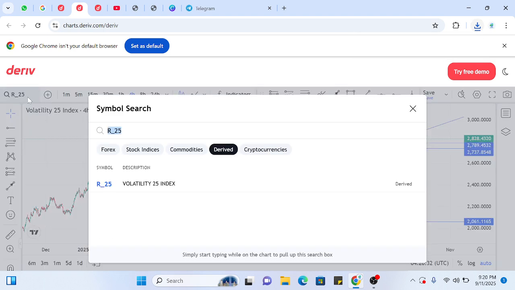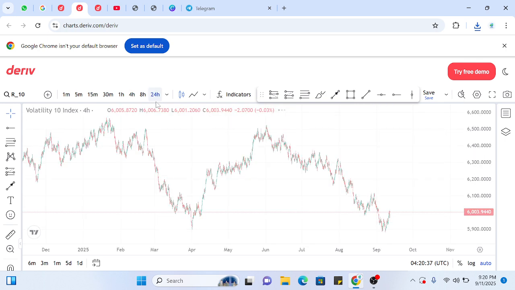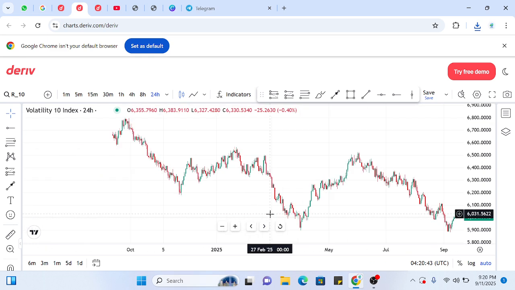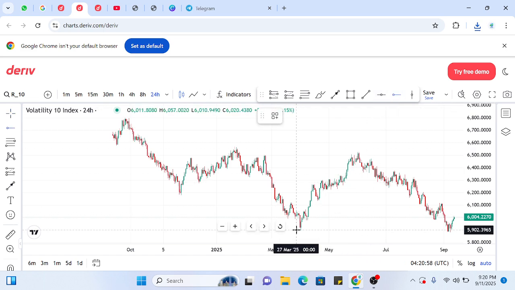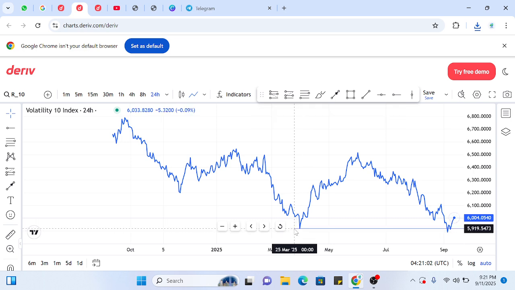Now let's check out Volatility 10. I hope it doesn't take our time. So what happened on Volatility 10 is basically simple. We just got to hit our take profit here, which we've been holding and waiting for price to get to for a long time. I'll simply go down to the line chart so we can get the exact low.